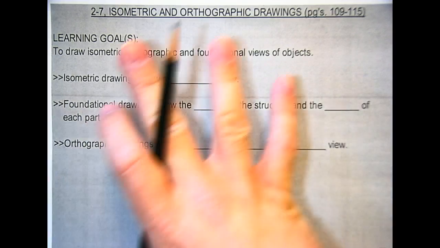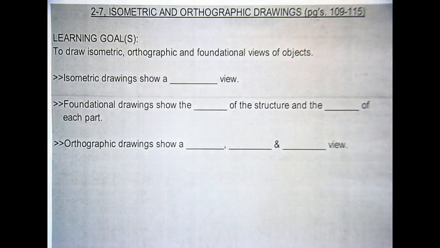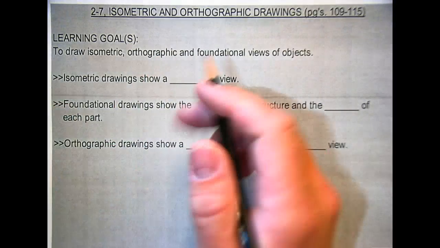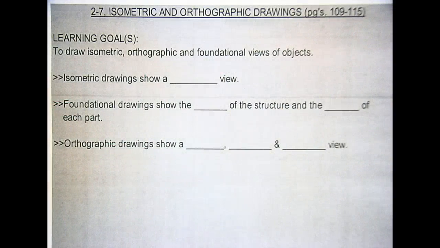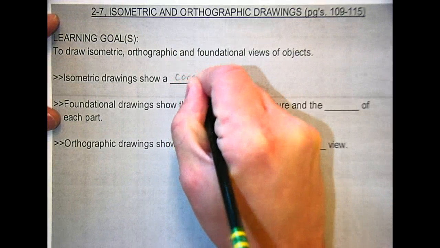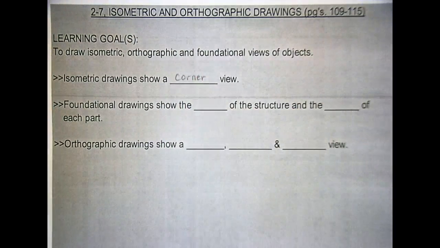So you use this a lot when you're going to design something and build it. Okay, so we're going to just do the basics. It can be really fun. Most students tend to enjoy it. So isometric drawings show, anyone know? It shows a corner view. Good. Isometric drawings show a corner view.